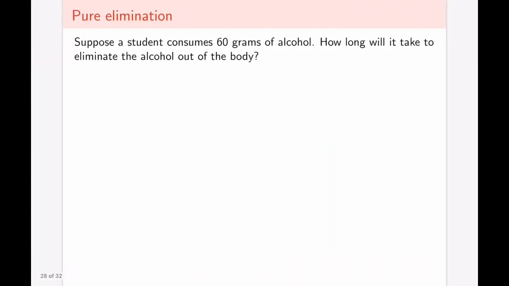Now, what if we assume so-called pure elimination? So a student consumes some amount of alcohol and no longer takes in any additional amounts on some time intervals. How long will it take to eliminate the alcohol purely out of the body? So here, our setup is still the same. So my formula still holds, minus 10.1 AT over 4.2 plus AT. Now, the original initial amount is 60, which means that we can now simply plug this number in and calculate the further amounts as we go.